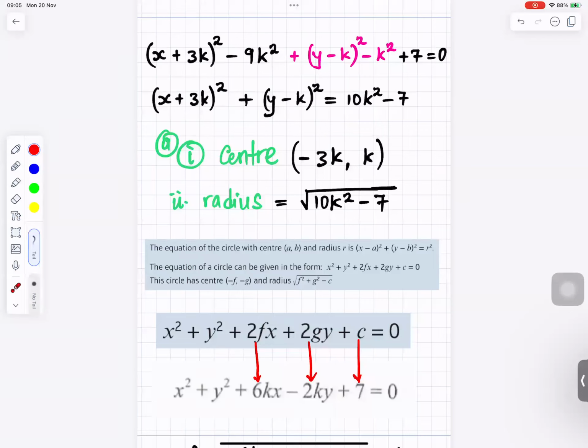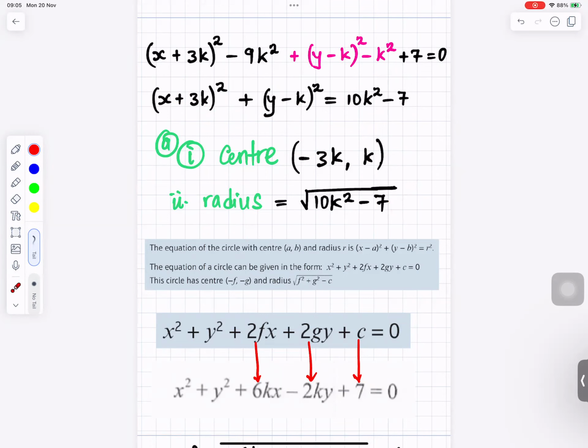So your center is the opposite, it's plus 3 there, make sure the center will be minus now. So it's minus 3k, and it's minus k, there it will be plus k. So that's the center. And the radius is the square root of that, because that is equal to r squared. So the radius will be the square root.